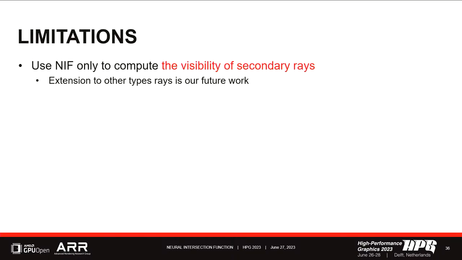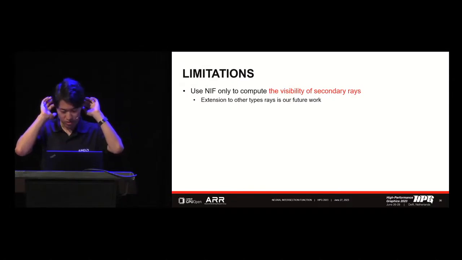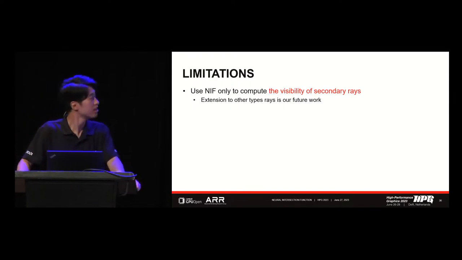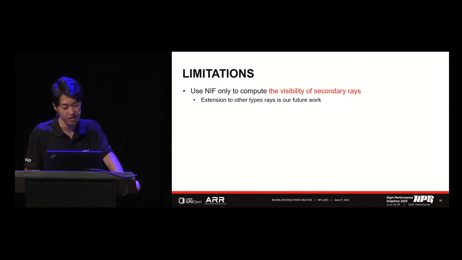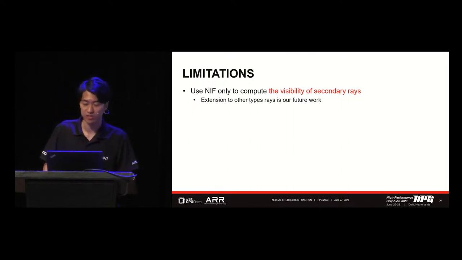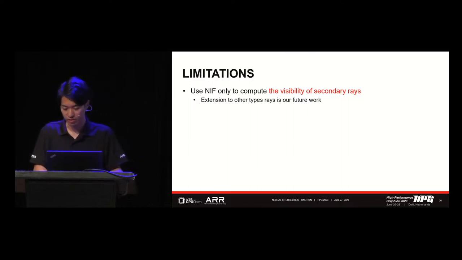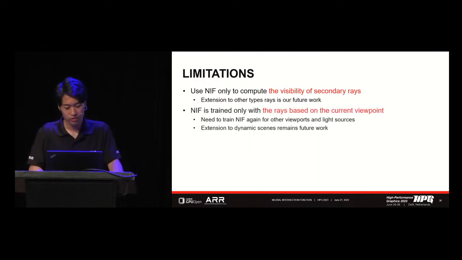Finally, let's discuss the limitations of our approach. First, in our approach we focus on just the visibility of the secondary ray, although we have shown some application to primary ray casting. Extension to other types of rays with improved accuracy, such as shadow rays or deeper rays, is our interesting future work. Also, NIF is trained only with the rays based on the current viewport.